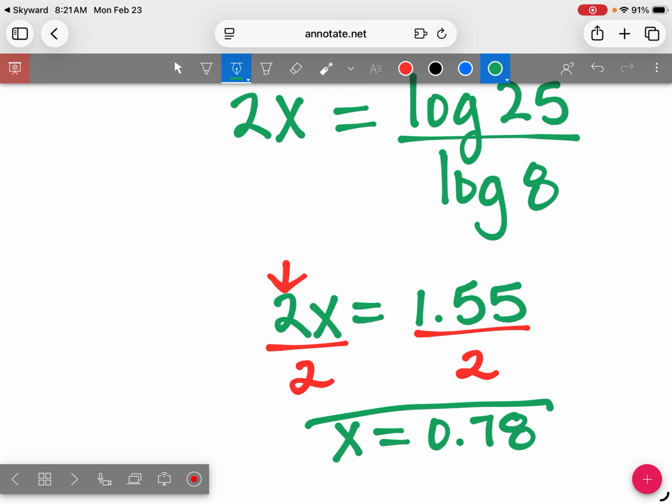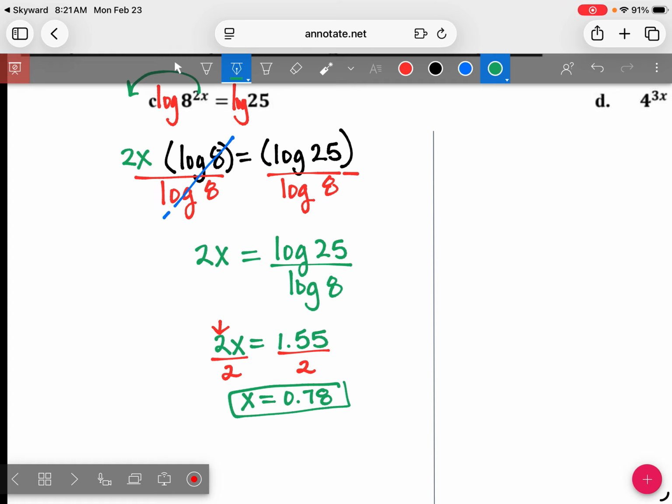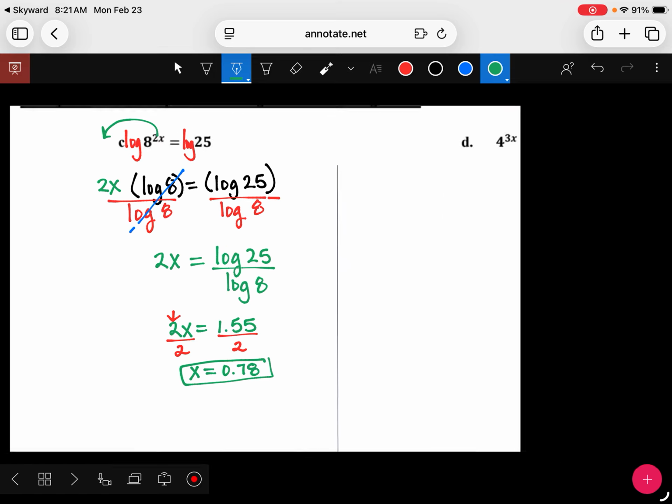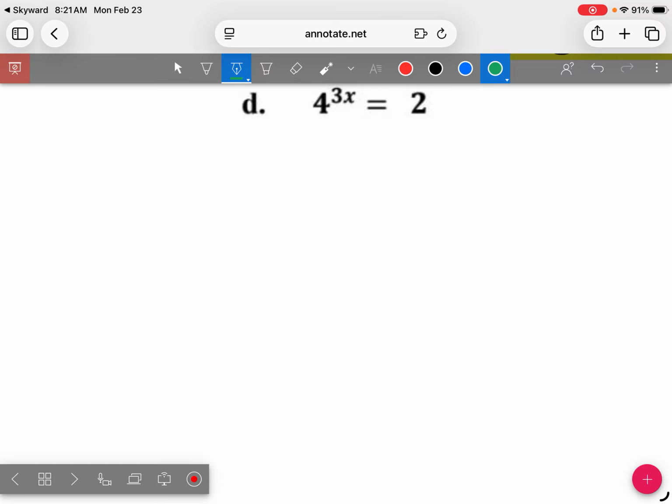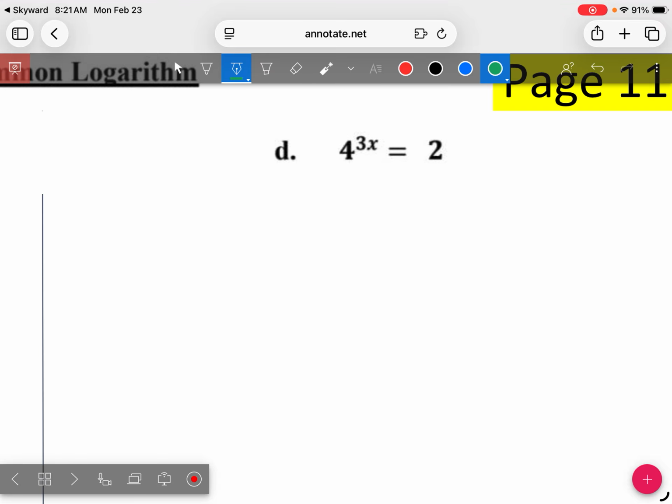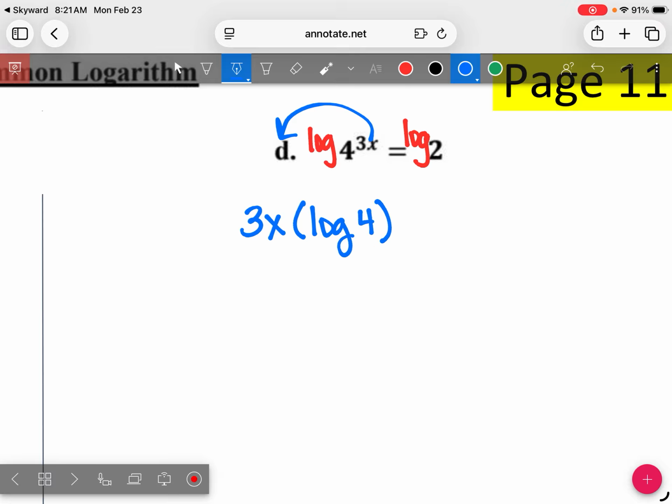All right, we'll do D together. And then after that, I'm going to give you all a chance to start practicing. So this one, actually, we don't have to use a log, but I'm going to solve it both ways. Okay, let's put in a log. This 3x is going to move to the front. So you have 3x times the log of 4 equals the log of 2. Divide both sides by the log 4.